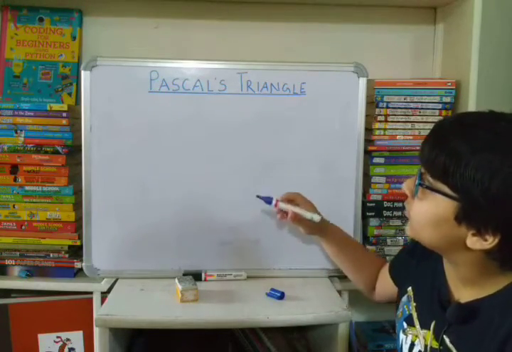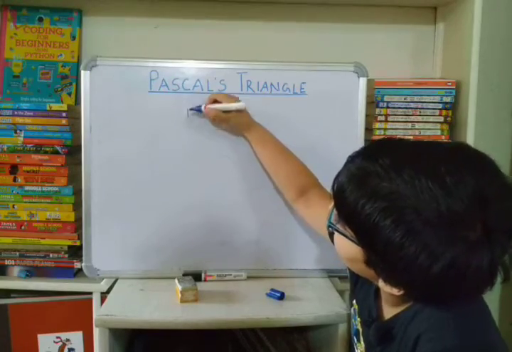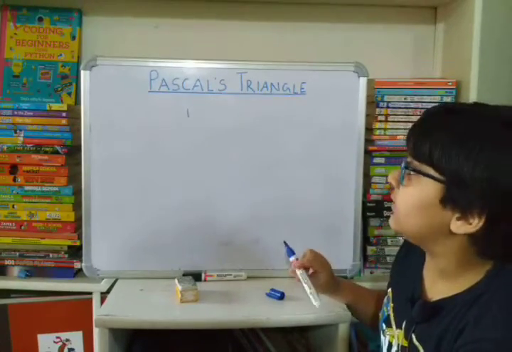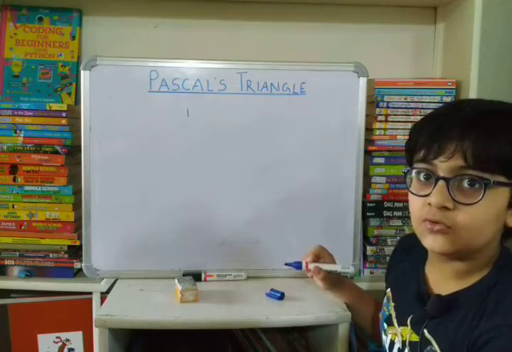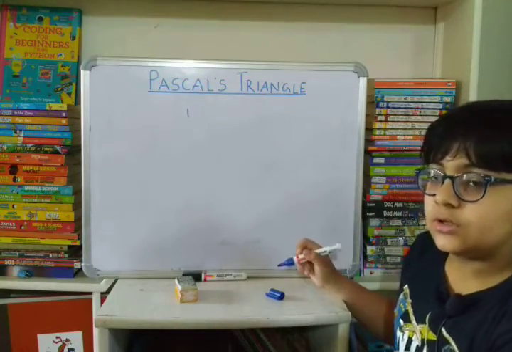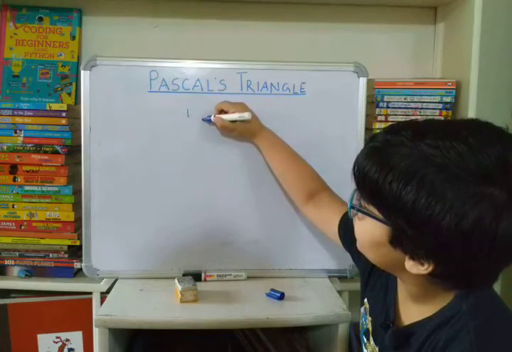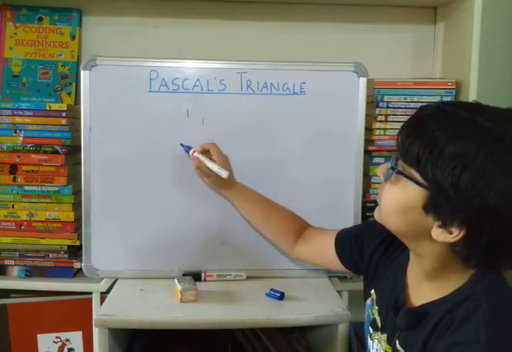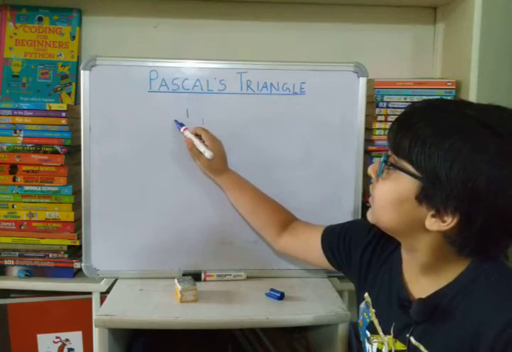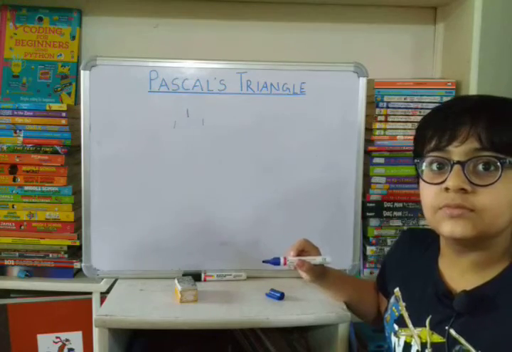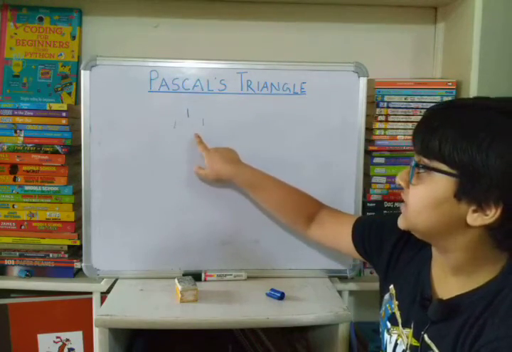Okay, now how to make Pascal's triangle? First, you just start with a normal 1. Then, everywhere there is no digit, it's just zeros. So 1 plus 0 would be 1. And since it's a triangle, it has to go both ways. So another 1 here. Then a new cell will start here.